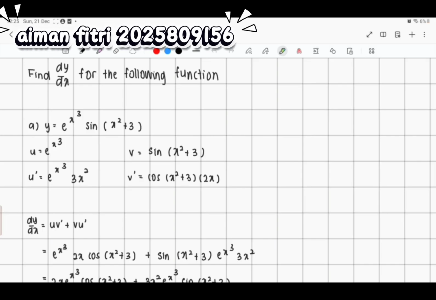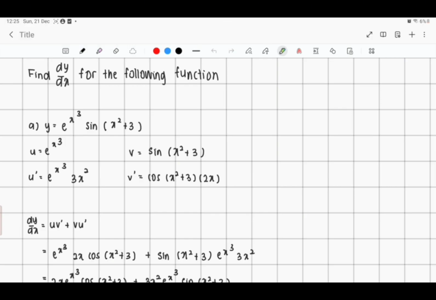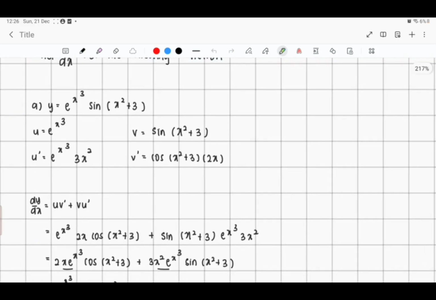The question states: find dy/dx for the following function. Alright, for question A, we have y equals e to the power of x cubed, times sine of x squared plus 3. First things first, we have to determine the formula. If you look at the textbook, you will find this formula.